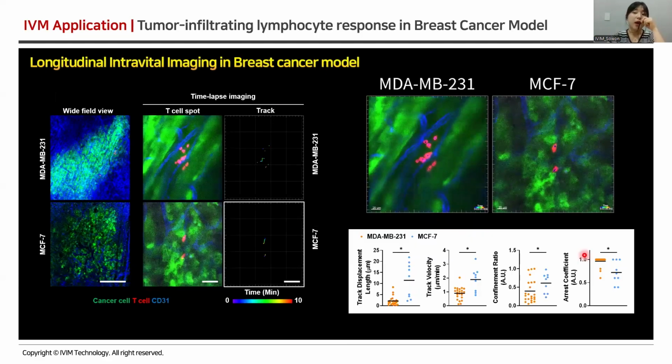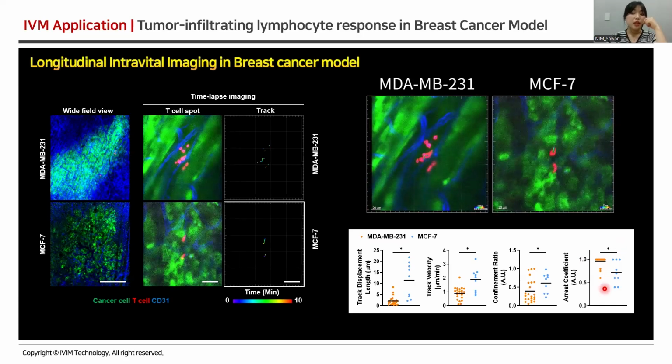So far, we have examined the infiltration patterns and functional dynamics of tumor-infiltrating lymphocytes, or TILs, through 2 complementary experiments. In the first experiment, using a syngeneic 4T1 model, we were able to track TIL infiltration into tumors and monitor their activation over time. In the second experiment, we used xenograft models, MDA-MB231 and MCF7, to investigate how T cell responses differ depending on the tumor cell type.